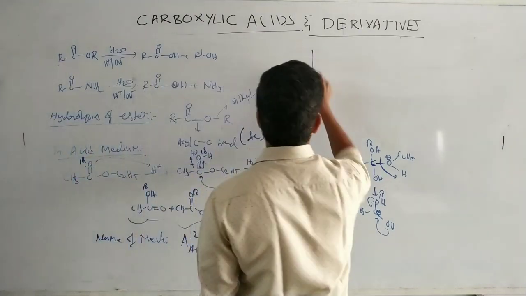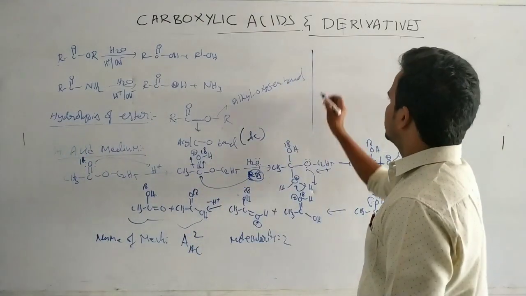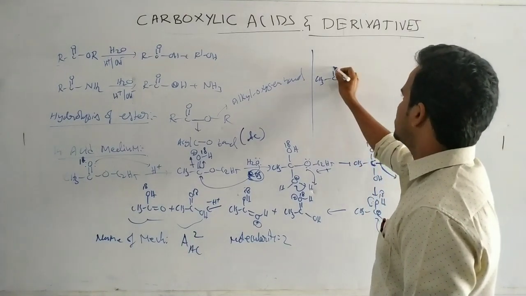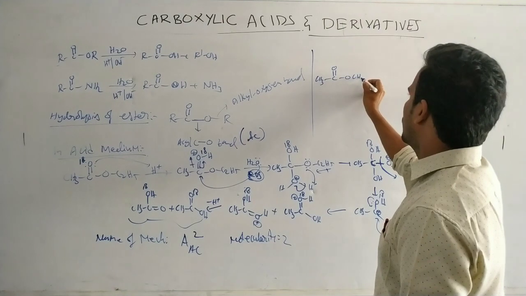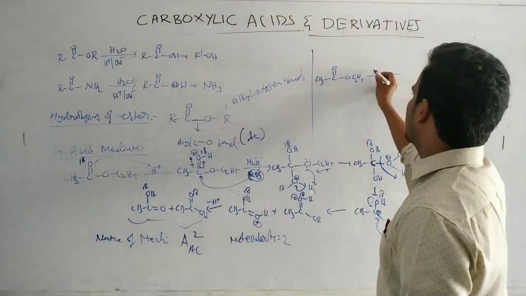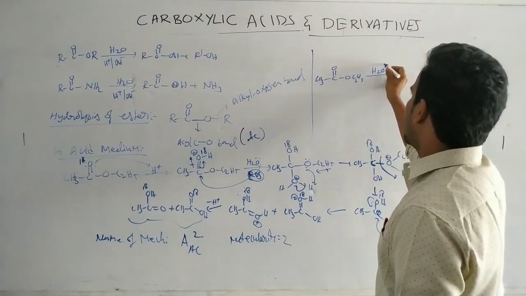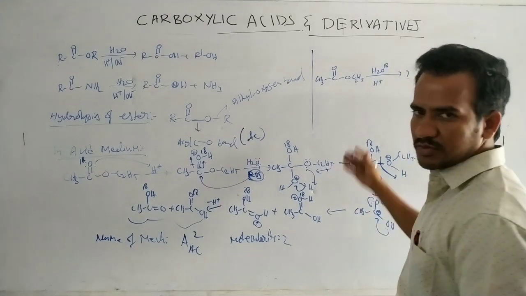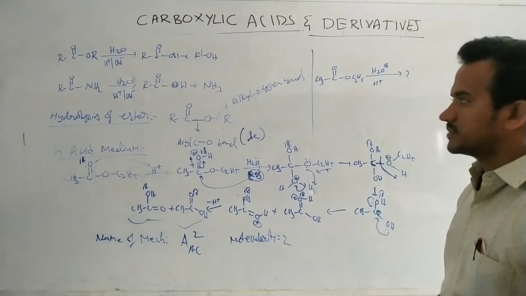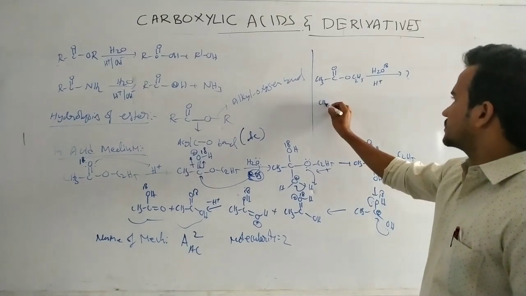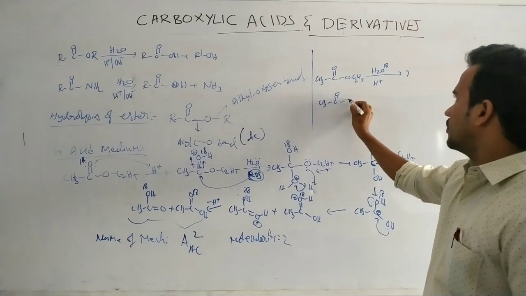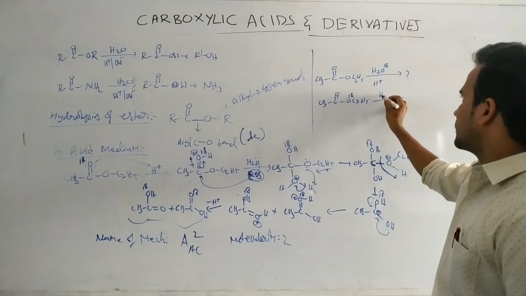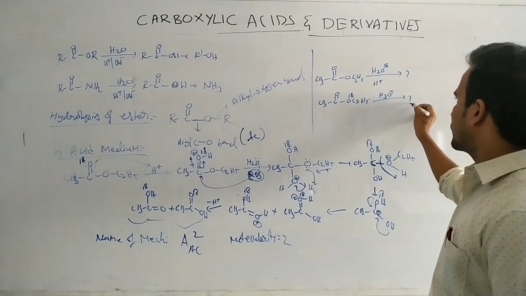Now for suppose CH3C double bond O, OC2H5, here H2O18 in the presence of acid medium. Write the product. Of course the mechanism is the same, so write the product. For suppose CH3C double bond O, OC2H5 18, and here hydrolysis. Write the product.